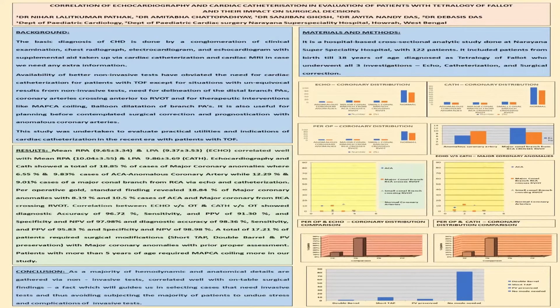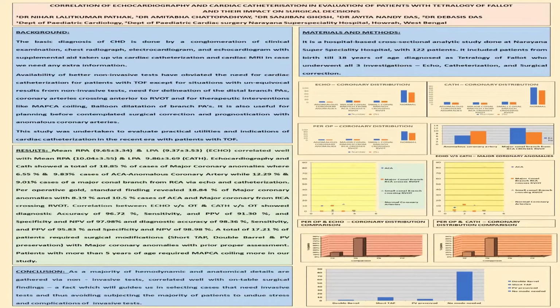In our study, in echocardiography, we could find 23 patients with major coronary artery anomaly. Among them, 8 patients had anomalous coronary artery as well as 15 patients had the major conal branch from the RCA, which was crossing the RVOT. During catheterization finding among the same patients, 12 patients showed the anomalous coronary artery, while 11 patients showed the major conal branch from the RCA, which was crossing the RVOT.